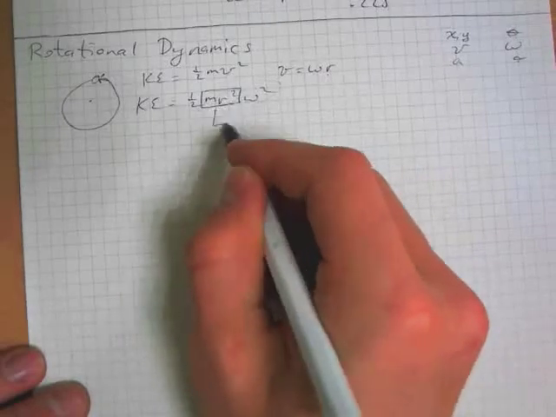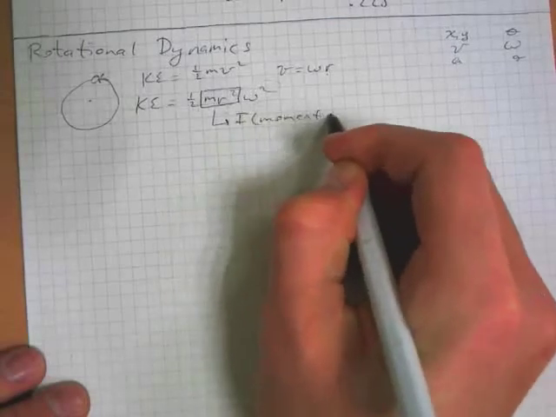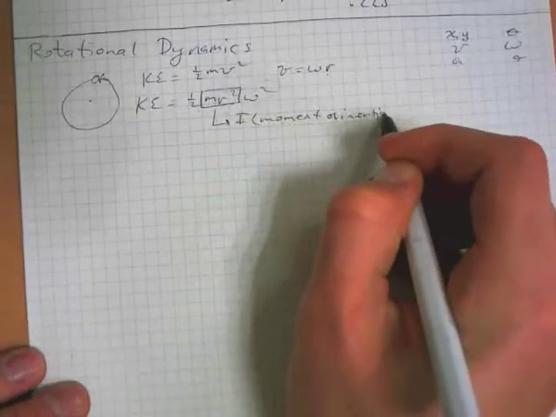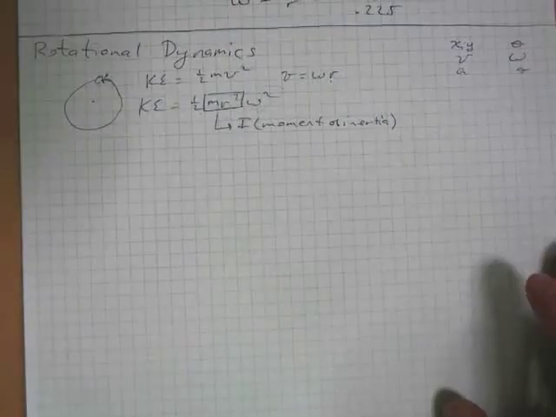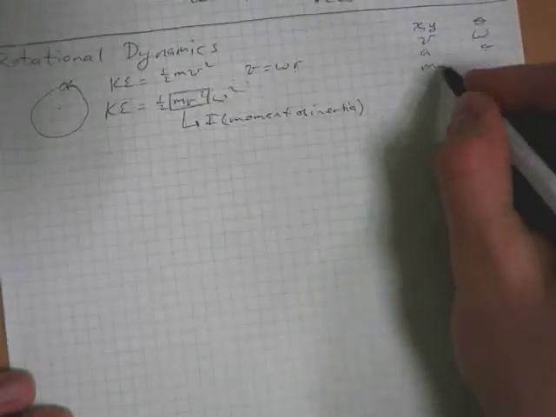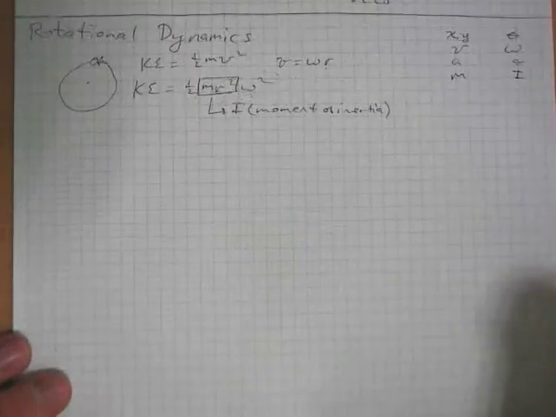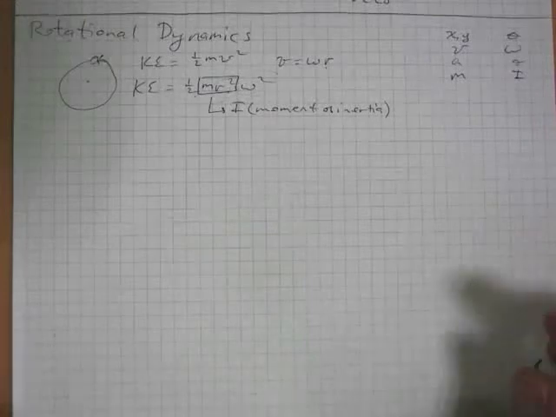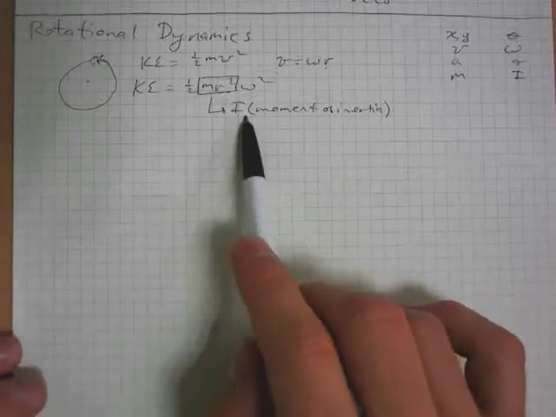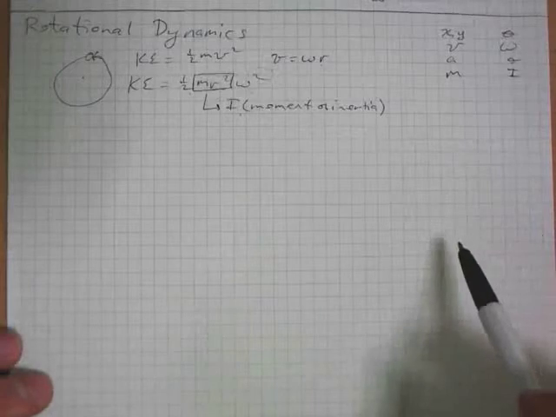This mr squared is called the moment of inertia. The variable is I for inertia. The idea of moment of inertia is equivalent to mass. Mass is, in one sense, a measure of how much force it takes to accelerate an object, or how hard it is to get an object started or to slow it down. Moment of inertia is a measure of how hard it is to get an object spinning or rotating, and how hard it is to slow it down. Right?